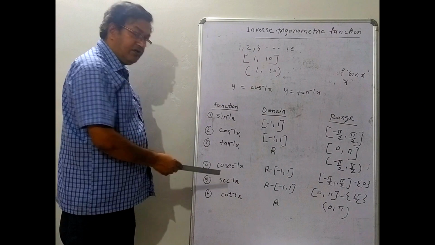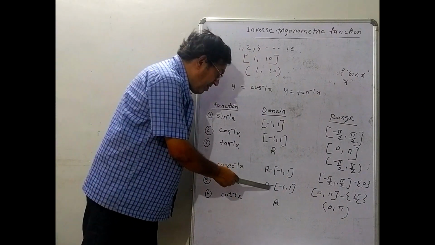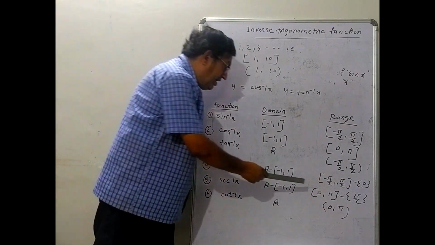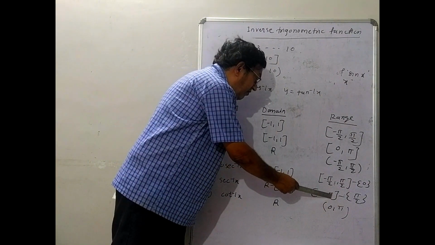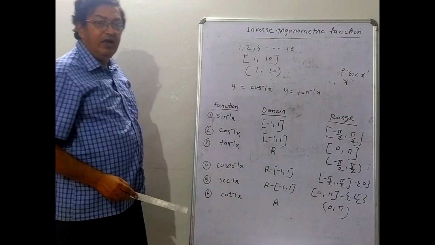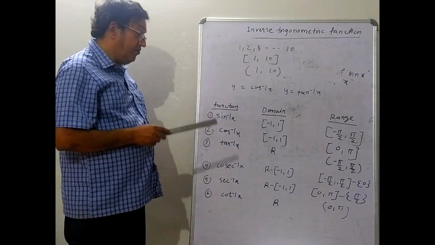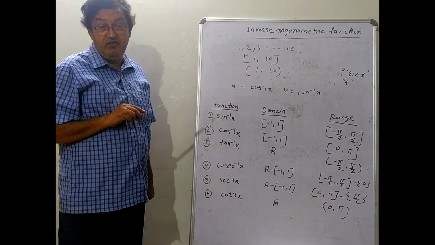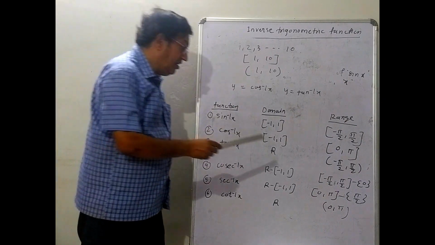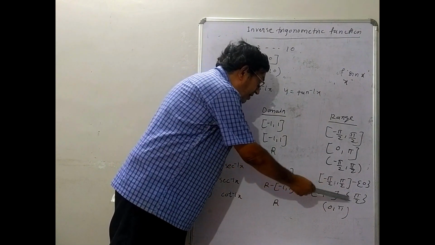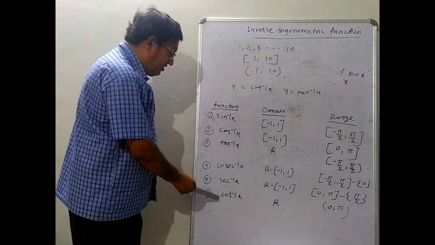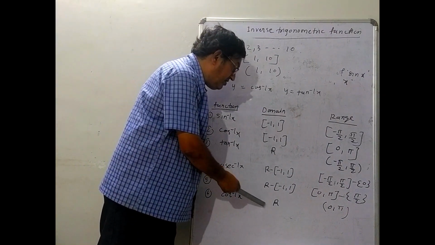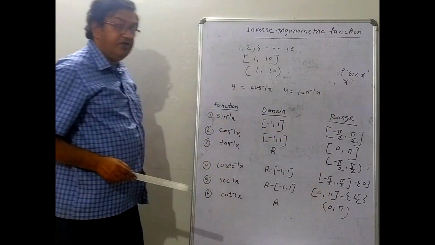Then we come to sec inverse of x. Again the domain is the set of real numbers minus 1 and plus 1. And here the range is 0 to pi, closed interval, minus pi by 2. Why is pi by 2 not included? Because cos 0 is 1 and cos 90 is 0. That is why we write 0 to pi minus pi by 2. And the last function, cot inverse of x: the domain is the set of real numbers and the range is 0 to pi.